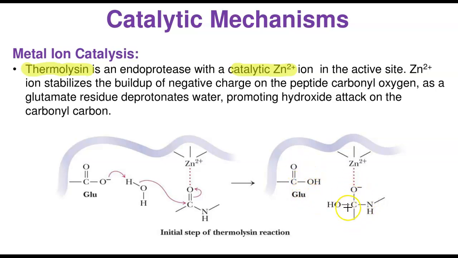Look at this intermediate. Again, remember, every one of these intermediates will always be a tetrahedral intermediate. Now, this is providing stabilization for this transition state. This is the transition state, or you can say the in-between, the temporary intermediate between the enzyme-substrate and the enzyme-product. That's exactly what you have here.